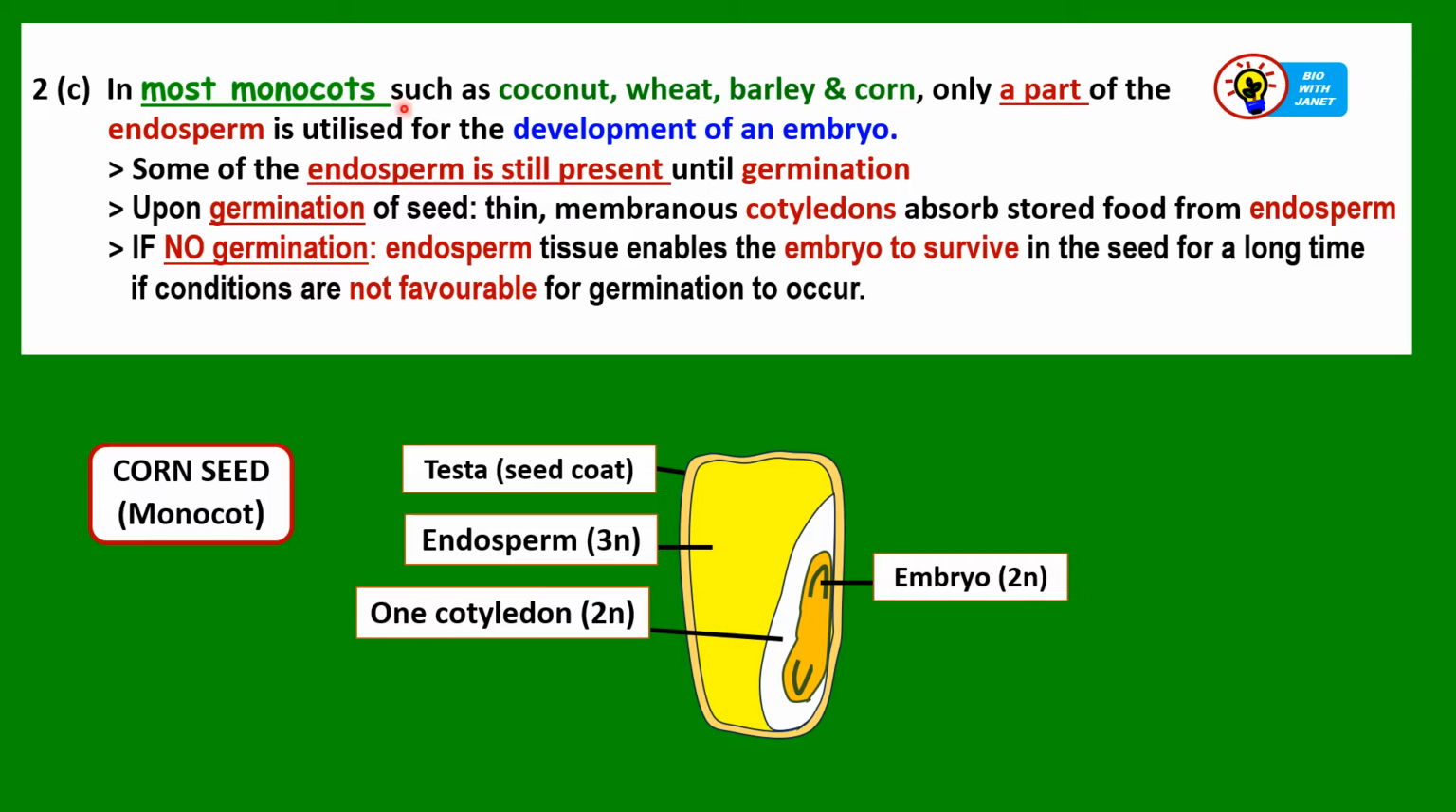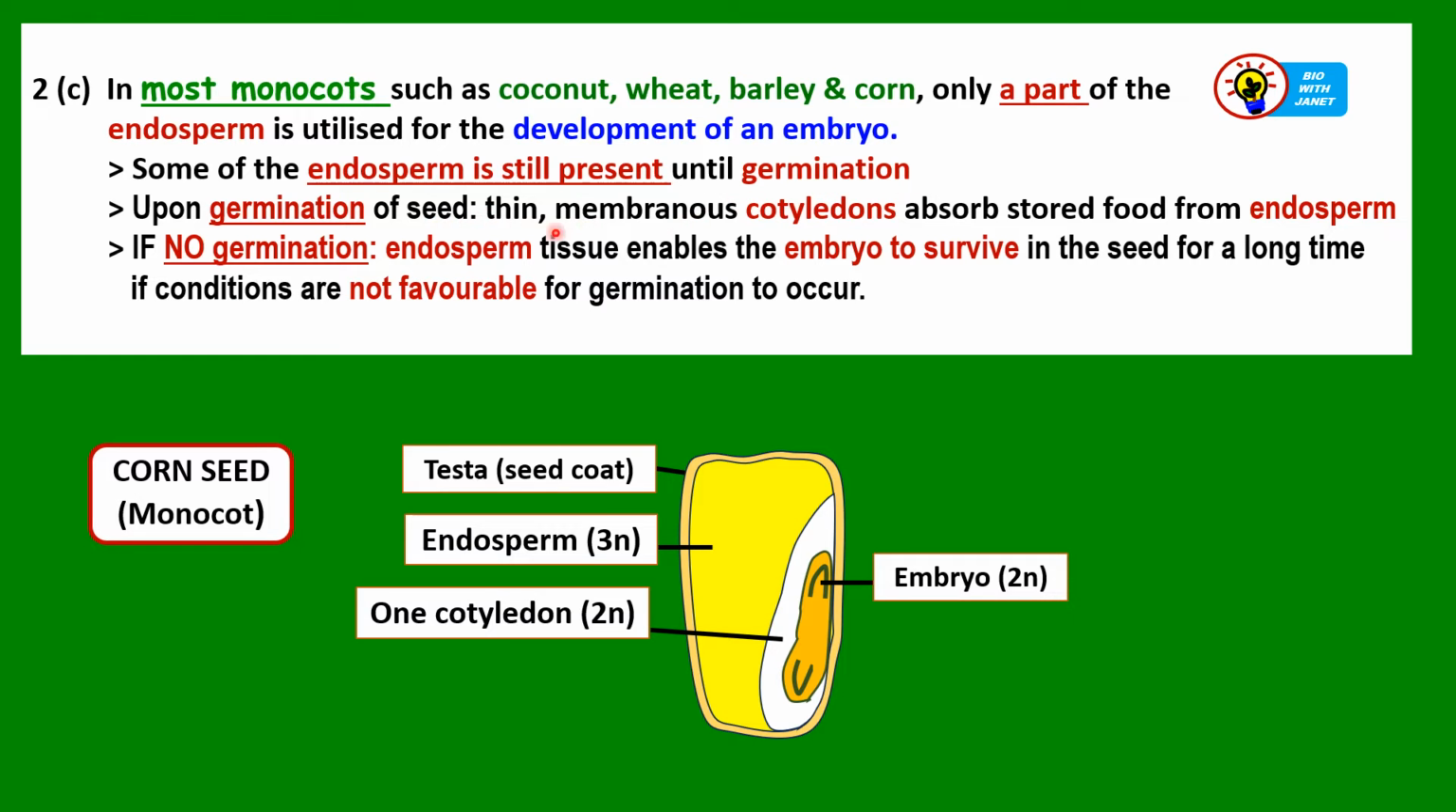So in monocots such as coconut, wheat, barley, and corn, only a part of the endosperm is utilized for the development of the embryo. So some of the endosperm is still present upon germination. That means only a part of the endosperm is used for development of the embryo. So when the seed matures, there's still some endosperm left, until germination, when the endosperm will be used for the seedling to grow.